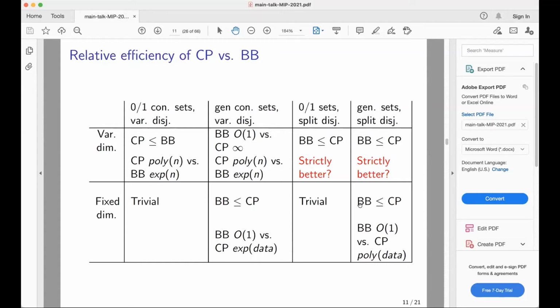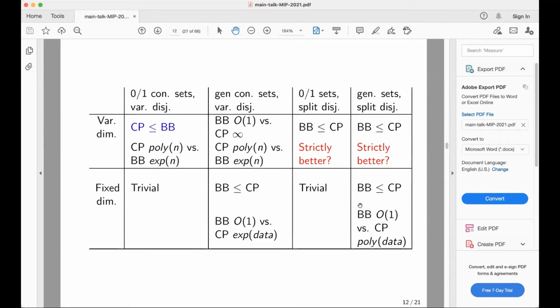In the first row, I'm allowing the dimension to be part of the input, so I can speak about being exponential or polynomial in the dimension. And in the second row, the results are about fixed dimension. Okay, so it's a constant, and the results are in that setting. Okay, so the first result, just let me try to interpret this table.